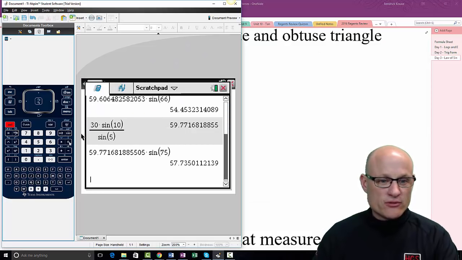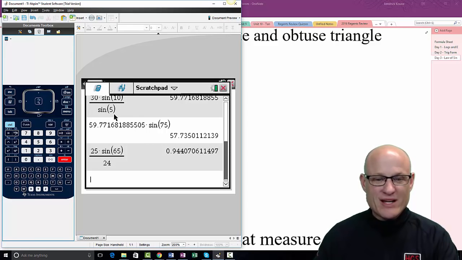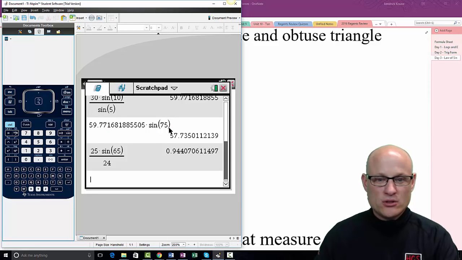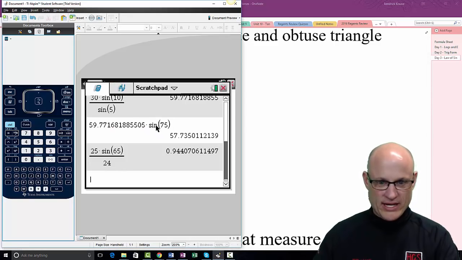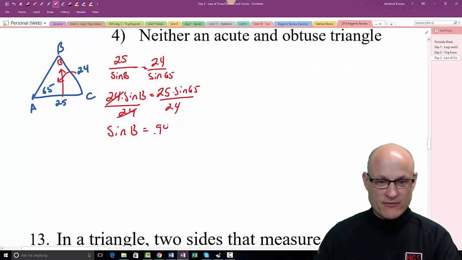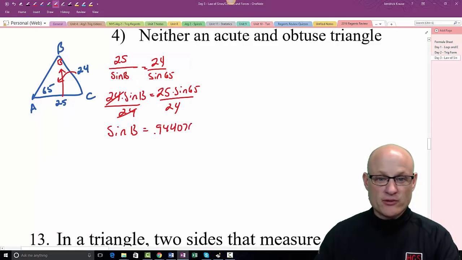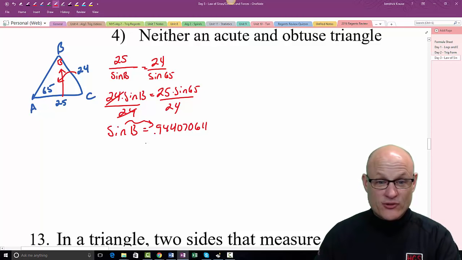So control division. 25 times the sine of 65 all over 24. And I get 0.94407. But it doesn't really matter because that's not the answer. I've got to do inverse sine of that thing.